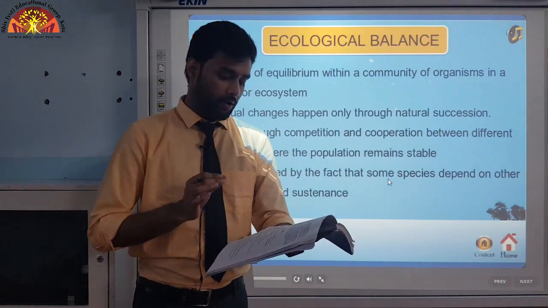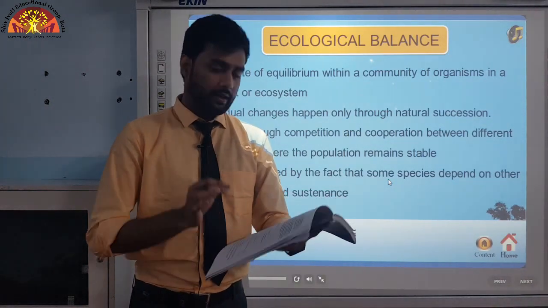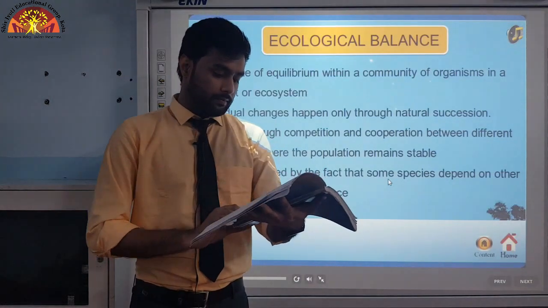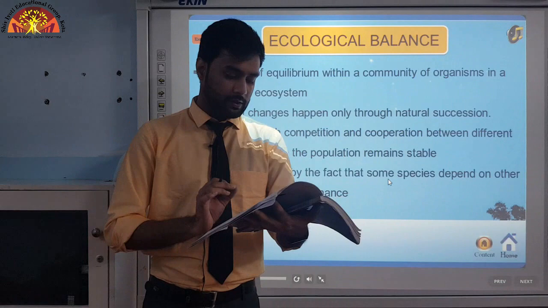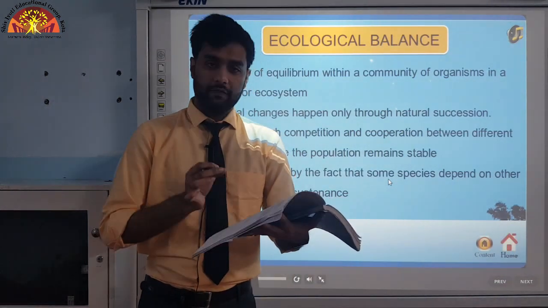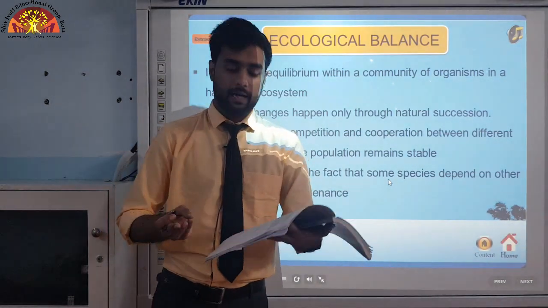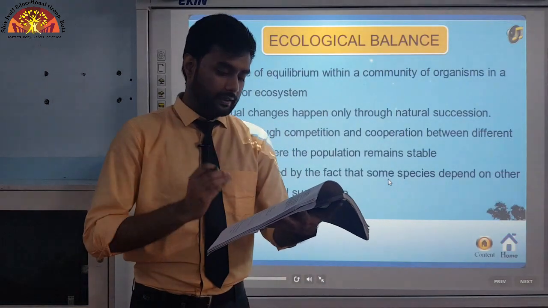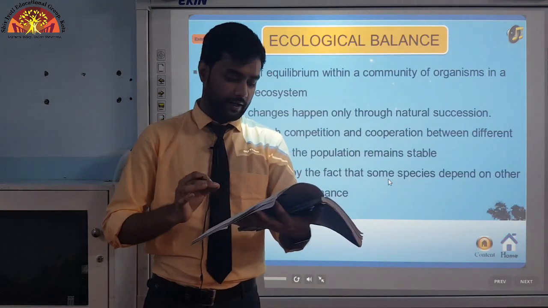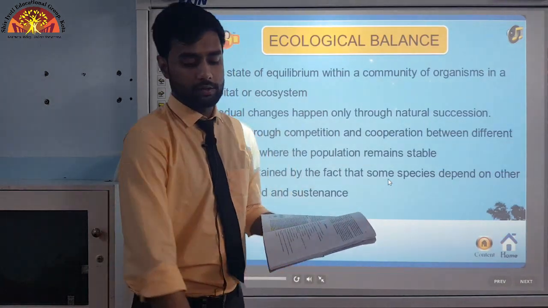Now, this balance is brought about by the fact that certain species compete with one another, determined by the environment in which they grow. Okay? This balance is also attained by the fact that some species depend on others for their food and sustenance. Such accounts are encountered in vast grasslands where the herbivore animals like deer, zebras, buffaloes are found in plenty. On the other hand, the carnivorous animals, tigers and lions that are not usually in large numbers, hunt and feed on the herbivores, thereby controlling their population. So see what is happening here due to the process of food chain.